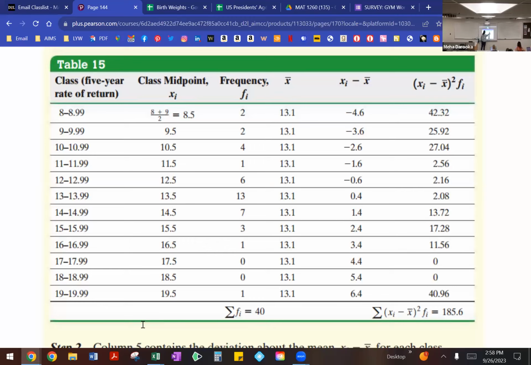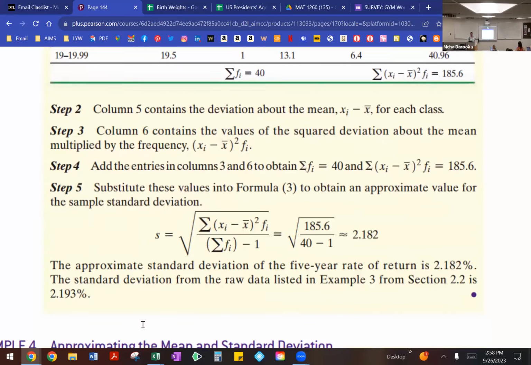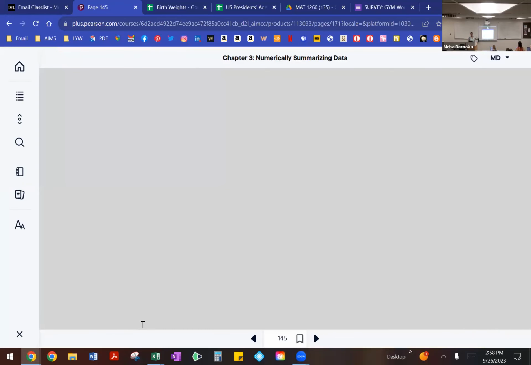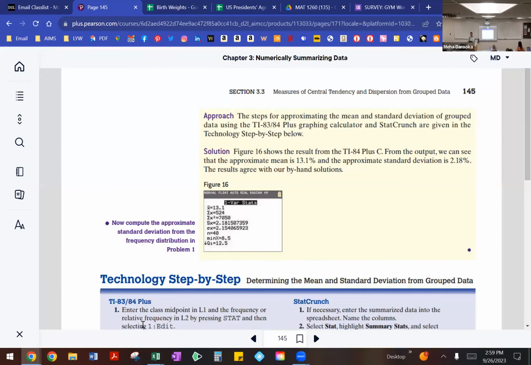But you will see again, they take the midpoint, subtract the mean from it, square that number, and then multiply it by the frequency for each of the classes. So you have this example in your textbook also, if you needed something to look at as you're working through the example.